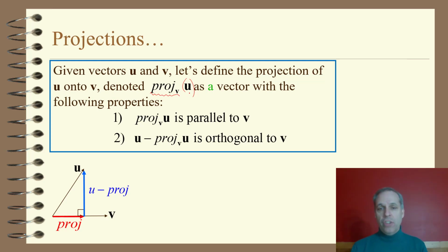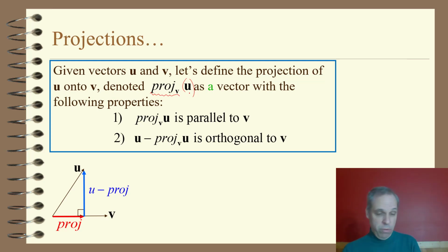Think of it as a vector with just two properties. This projection is going to be parallel to v. Being parallel to a vector means that they're multiples of each other. They're in the same direction, or at least in opposite directions. And then u minus the projection has got to be orthogonal to v. I've drawn a picture for you.